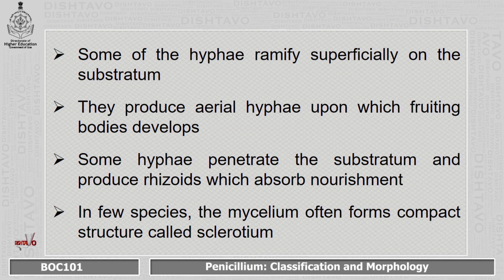and some of the hyphae ramify superficially, they branch superficially on the substratum. They also produce aerial hyphae upon which the fruiting bodies develop. Fruiting bodies, meaning the reproductive structures, develop on this aerial hyphae. Some of the hyphae penetrate the substratum wherein it is growing and they produce root-like structures called rhizoids, which absorb the nourishment. In a few species, the mycelium often forms a compact structure called sclerotium.